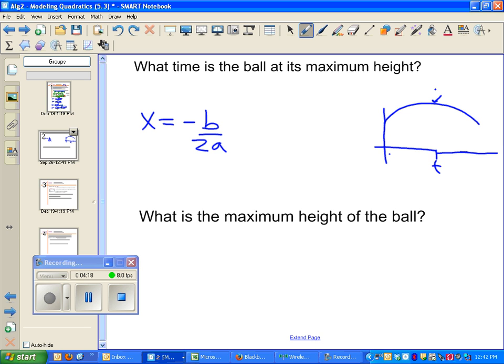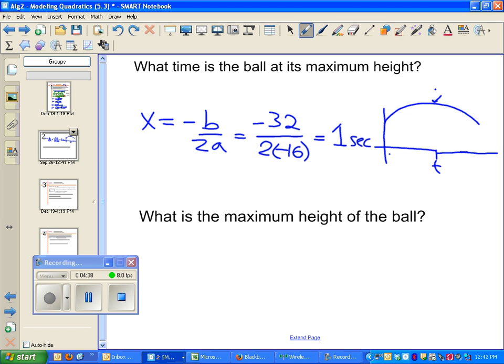And we're going to go back to the original equation, so not the one we divided by 8. And so when we do that, we get negative 32 divided by 2 times negative 16. And then when we simplify that, we get 1. So in 1 second, it's going to reach its maximum height.